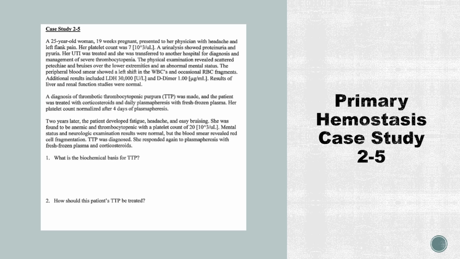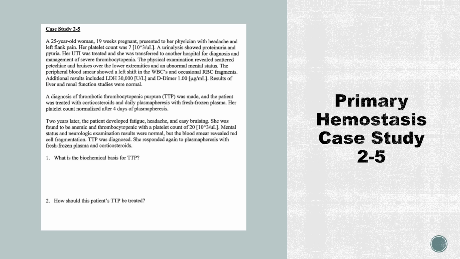The physical examination revealed scattered petechiae and bruises all over the lower extremities and an abnormal mental status. The peripheral blood smear showed a left shift in the white blood cells and occasional red blood cell fragments. Additional results included LDH of 30,000 and a D-dimer of 1.0. Results of her liver and renal function studies were normal.